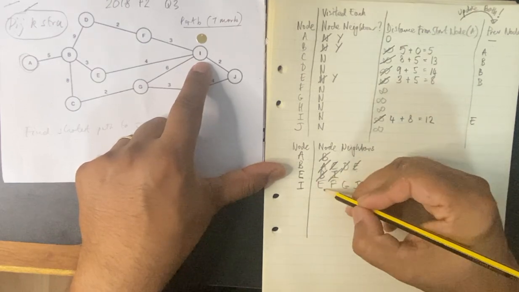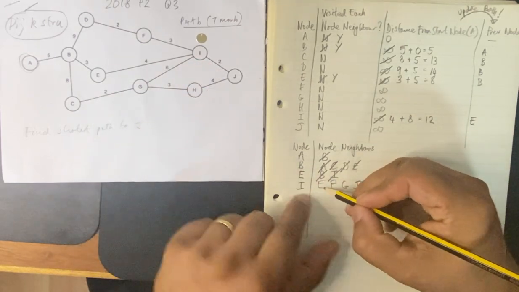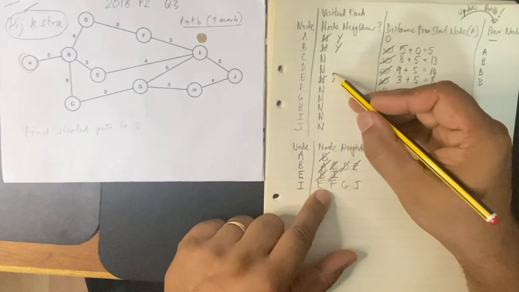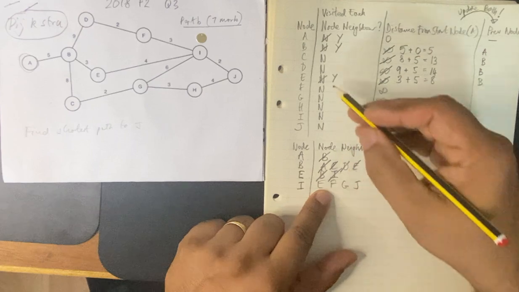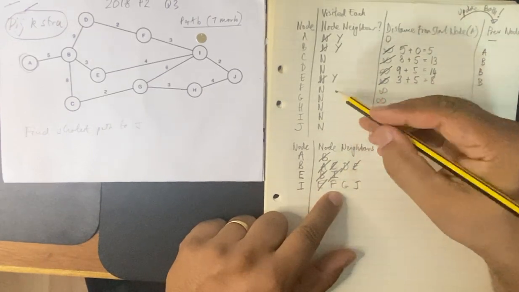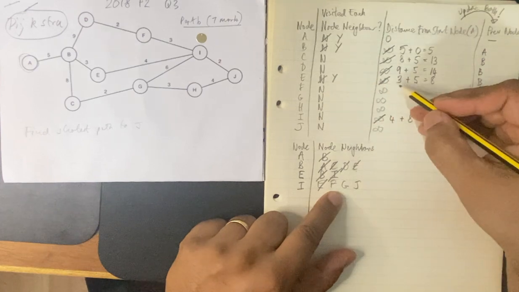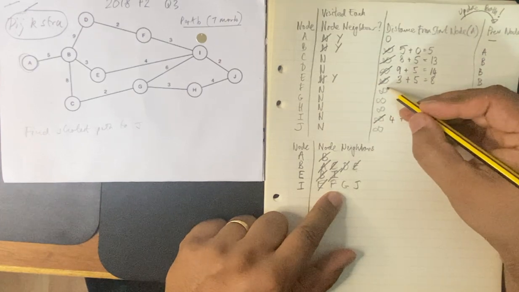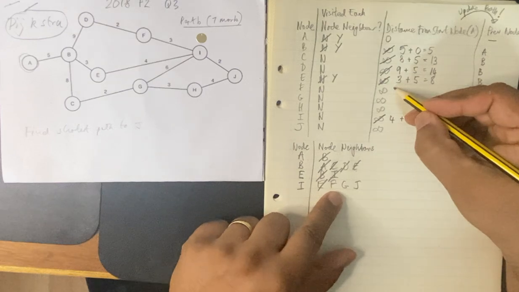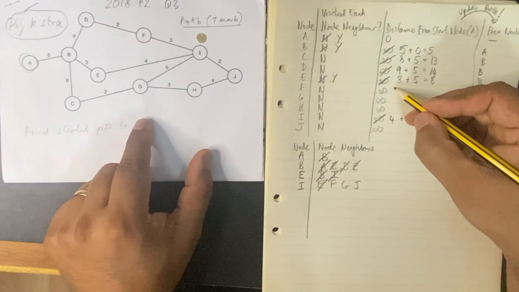Now, E. We're going to process E. E has already been looked at, and there's a Y there, so we can cross it off. F has not been, so we have to enter that. Whatever value we come up with will be smaller than infinity, so we're going to update for sure.